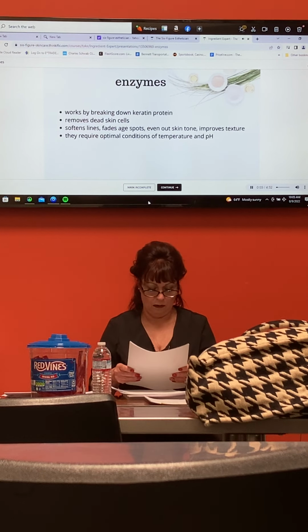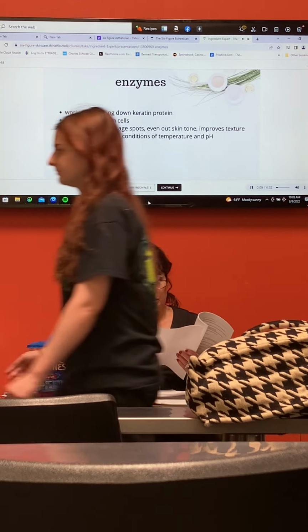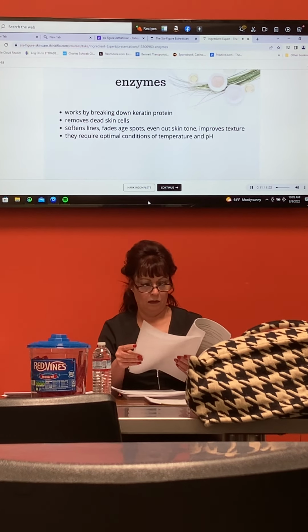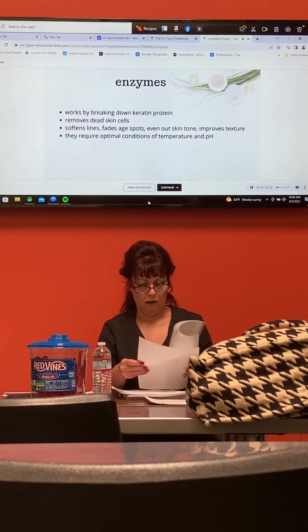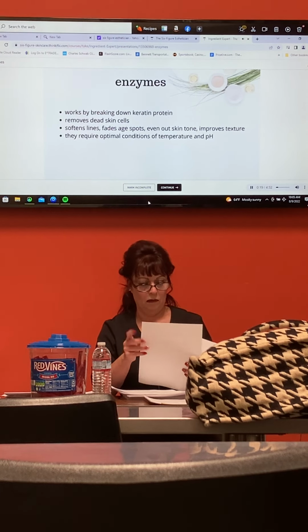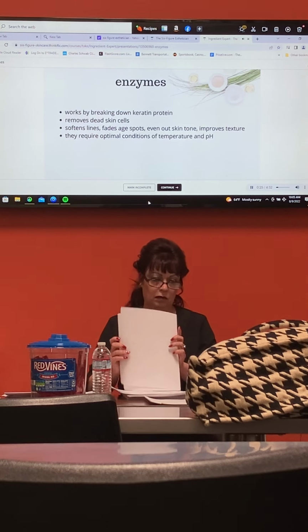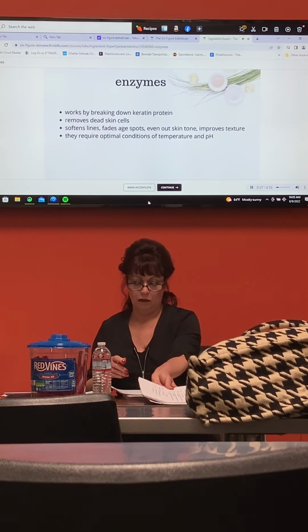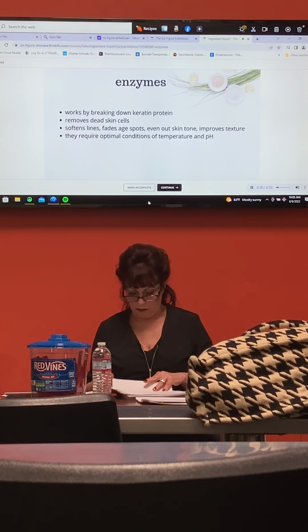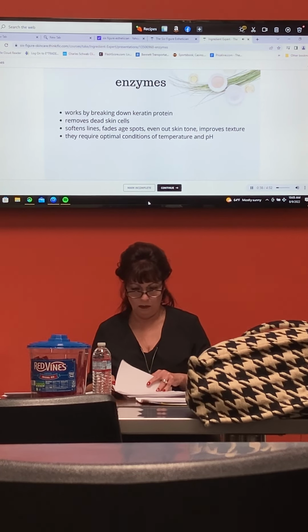Enzymes. So enzymes are so widely used, and there's so many great ones out there. They work by breaking down keratin protein, which we'll talk a little bit more about in a minute. They remove dead skin cells. They do a great job of exfoliating the skin. And they can be known to soften lines, fade age spots, even out skin tone, improve overall texture of the skin. But they do require optimal conditions of temperature and pH to be effective.